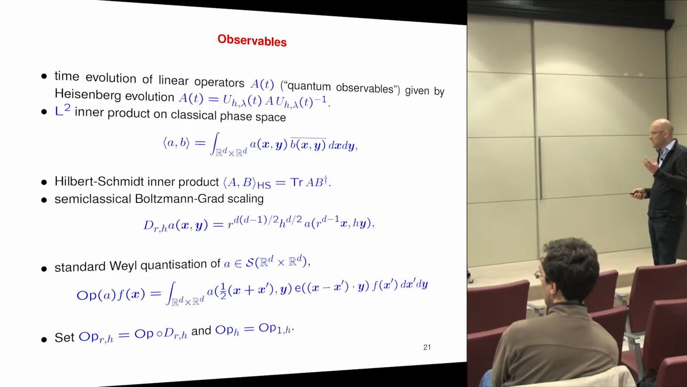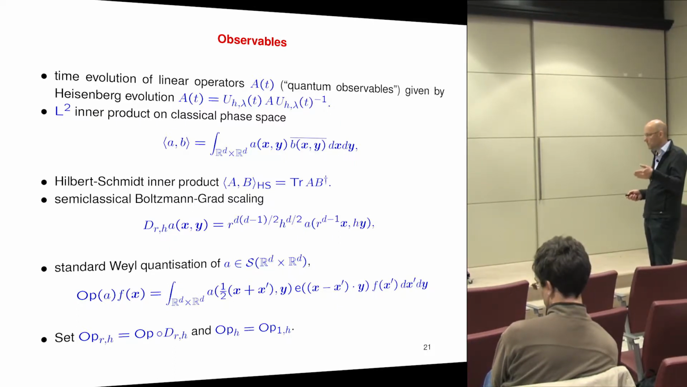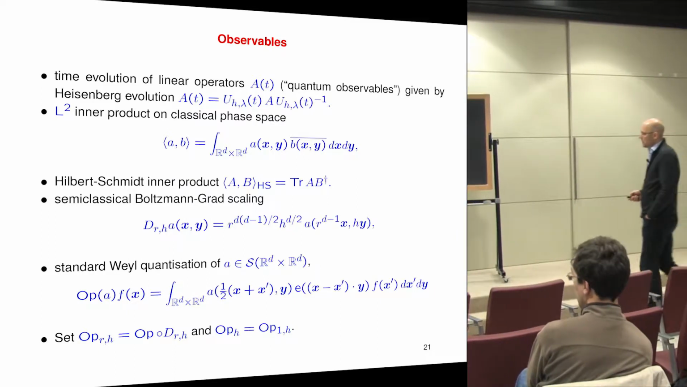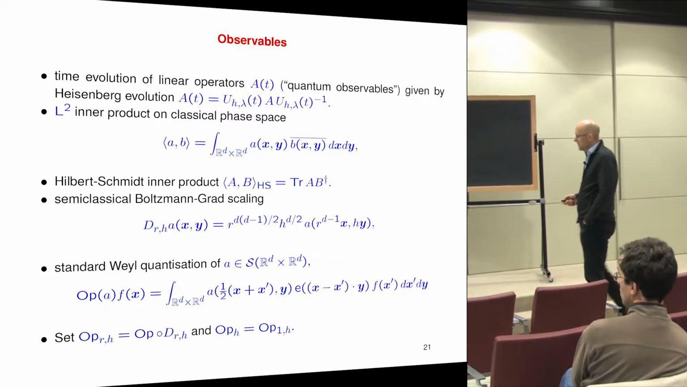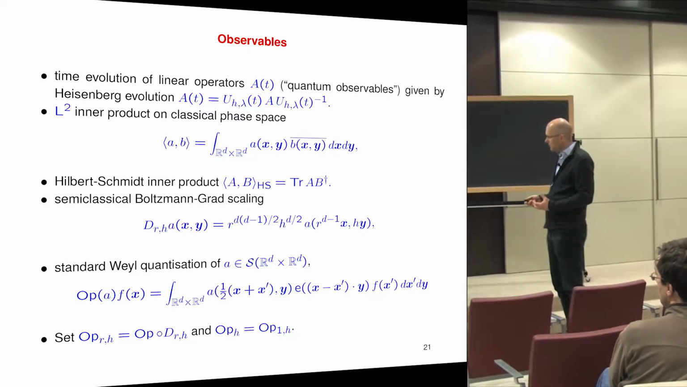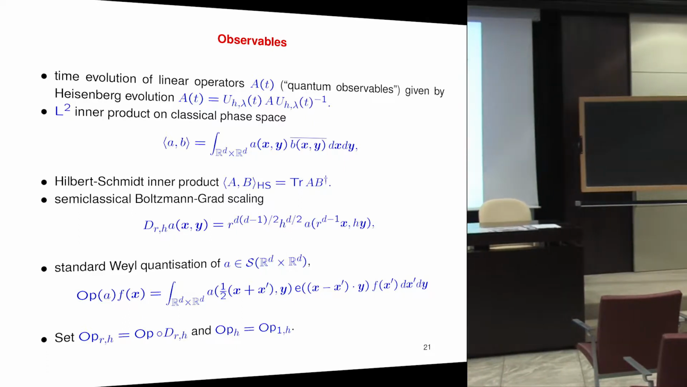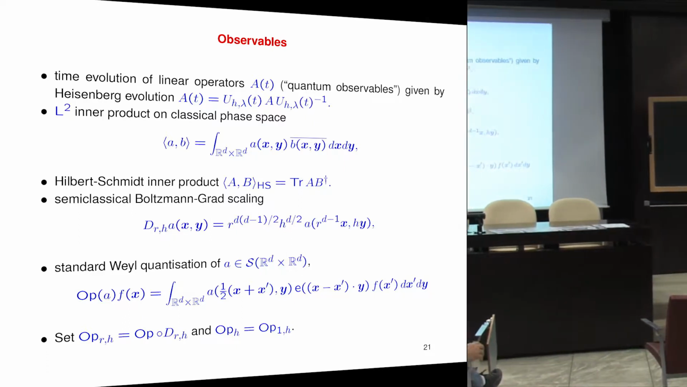Y is now not necessarily on the unit sphere, because here we need to look at a range of speeds, because a quantum particle doesn't just know that it has to have speed 1. It can't just have speed 1, generally. And we also have a Hilbert-Schmidt inner product for our linear operators. Now here is the key point: we want to associate with a classical observable a linear operator, and this is done by Weyl quantization.